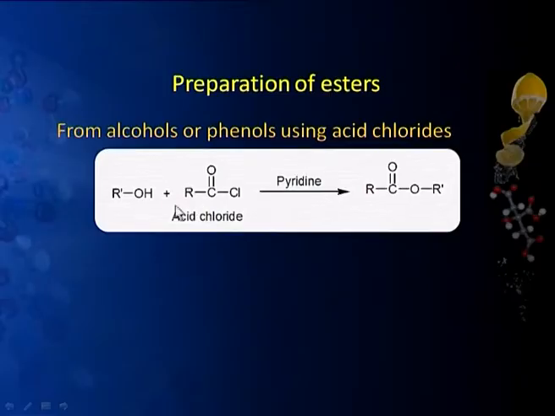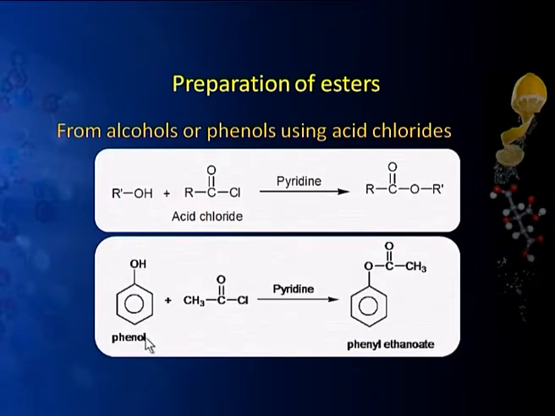Then another method for the preparation of esters is that they can be obtained from alcohols or phenols using acid chlorides. A molecule of HCl is to be removed here, and for that we need a base like pyridine or other tertiary amines. They are used as catalyst, they take away this HCl and esters are formed. Even phenols will react with acid chlorides and we will get corresponding esters, such as phenol reacts with this acetyl chloride to give phenyl acetate or phenyl ethanoate.